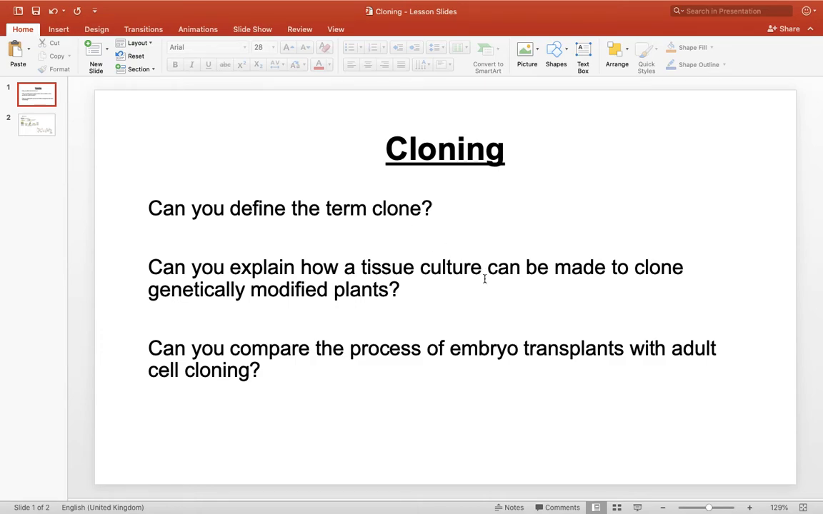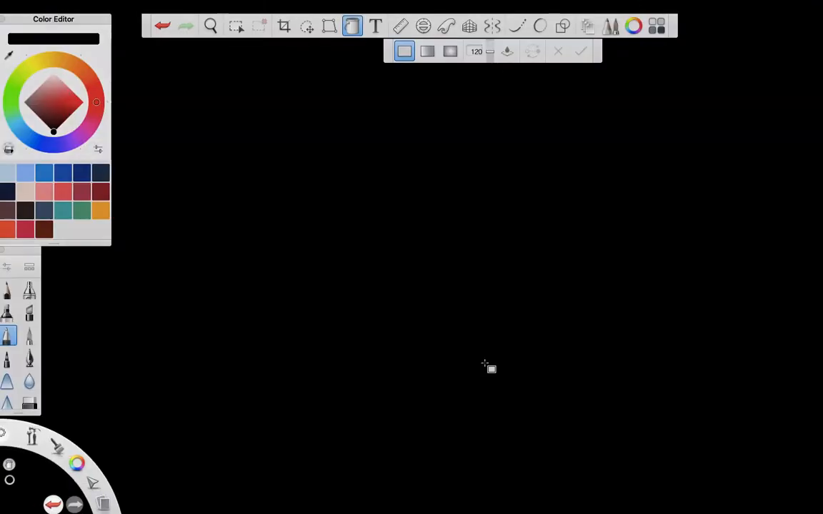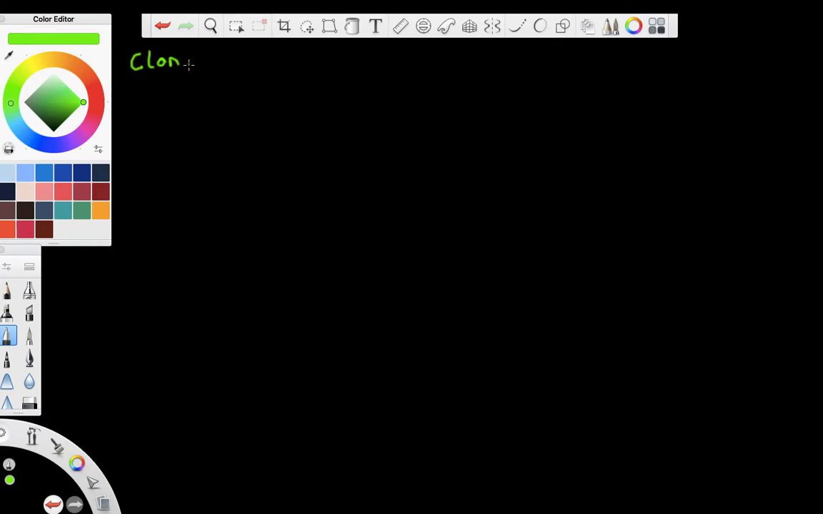You should be able to explain how a tissue culture can be made to clone genetically modified plants, and you should be able to compare the process of embryo transplants with adult cell cloning. So let's get the first definition out of the way, okay? And all keywords are in green in my lessons. So the first keyword is the word clone.